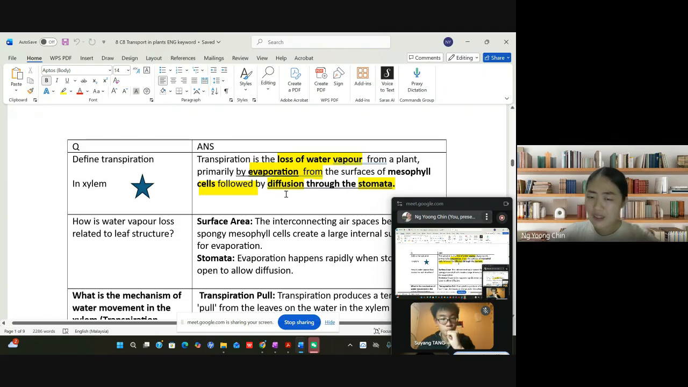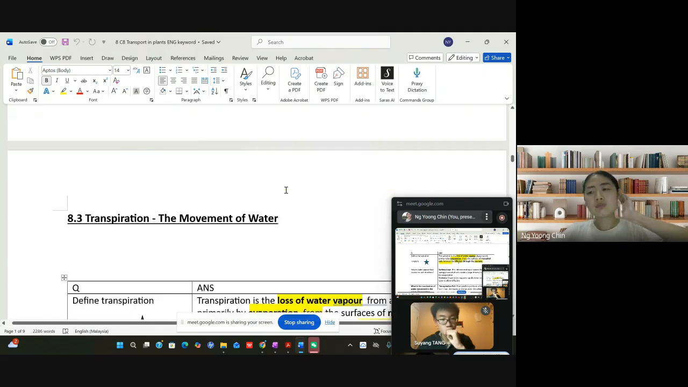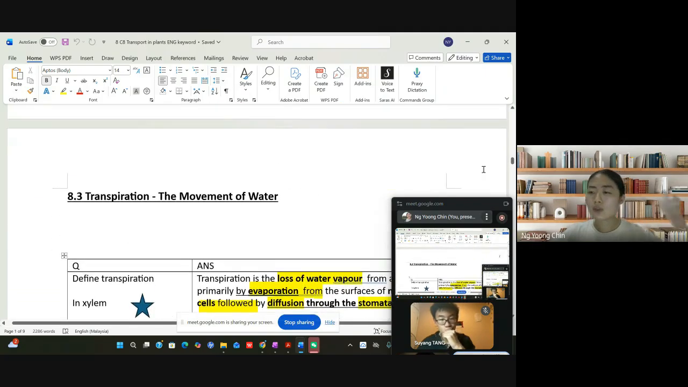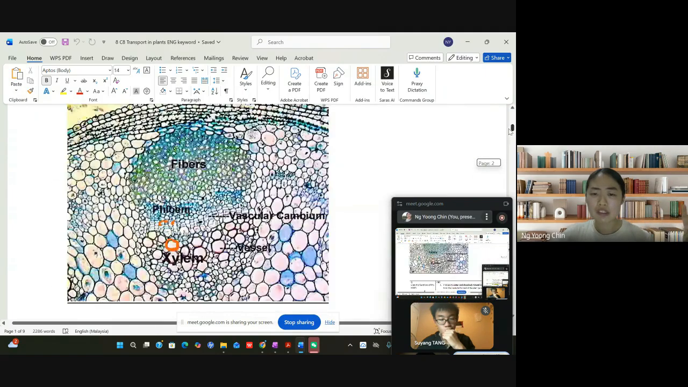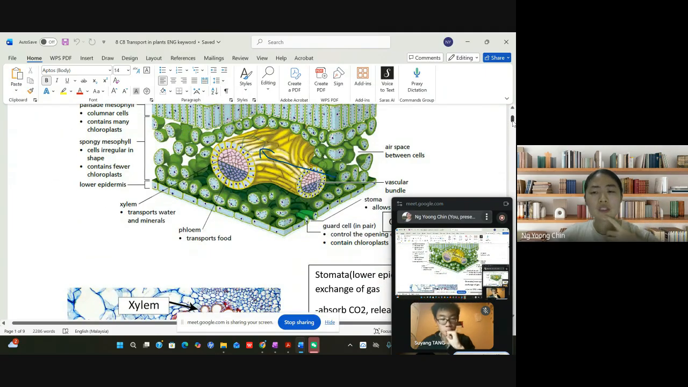So it is the loss of water vapor from the plant by evaporation from the surface of the mesophyll cells, followed by diffusion through the stomata. Okay, what does this mean? Maybe I can show you the whole process of transpiration. You can just imagine it this way.